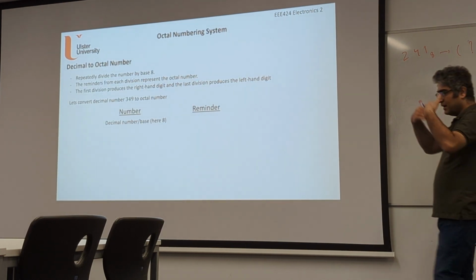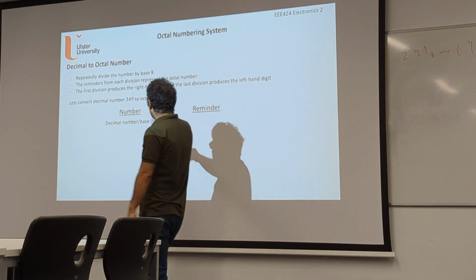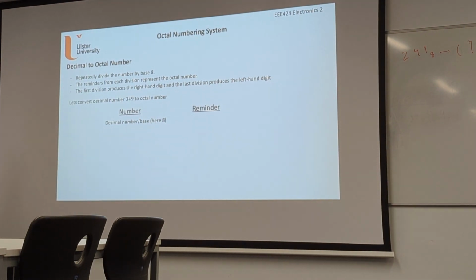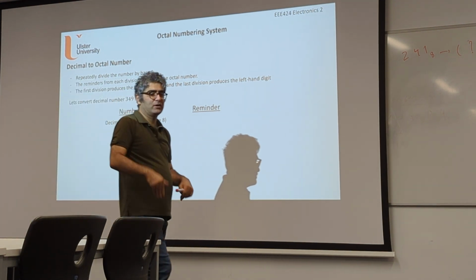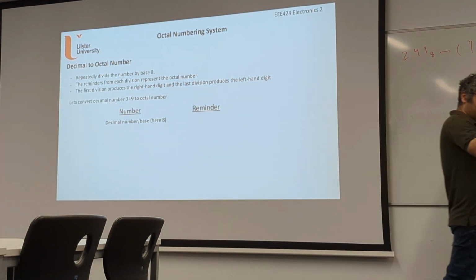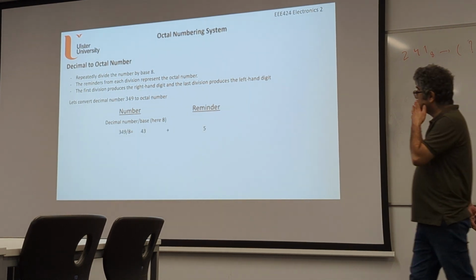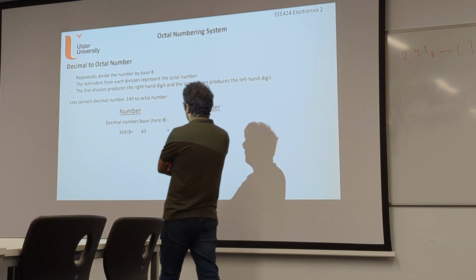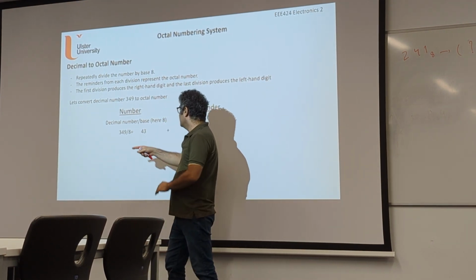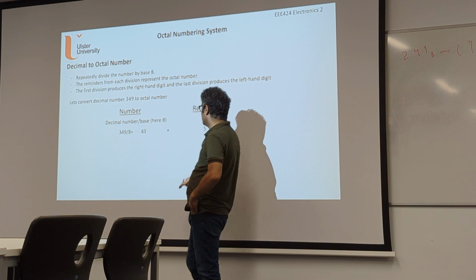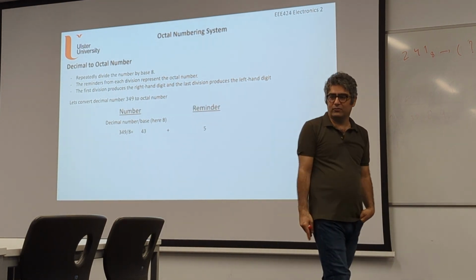Now we want to convert decimal to octal. It will be the same as binary. We divide by the base, but here the base is 8. Then we have a quotient and a remainder. We keep the remainder and divide the quotient until the quotient is 0. Then we stop and use the remainders to make our value. Here, our decimal is 349. We want to convert that to octal. 349 over 8 is 43 plus 5. You can use your calculator.